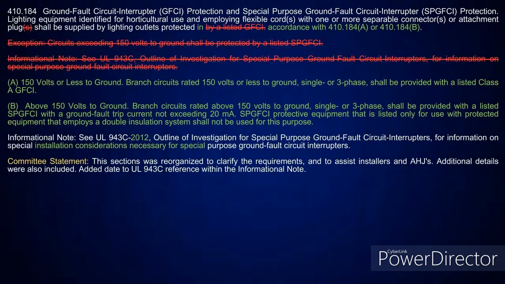Now, if you look here, they come in with A, and this is where you're getting into lighting equipment that is identified for horticultural use. What they're going to tell you here is if you have a branch circuit rated 150 volts or less to ground, single or three phase, you have to have Class A GFCI protection. But once you're above 150 volts to ground, you have to use listed special GFCI protection, and the ground fault current trip will not exceed 20 milliamps. Right. So they're just saying you can use this where you have lighting equipment for horticultural use employing flexible cords where one or more separable connections are attached.